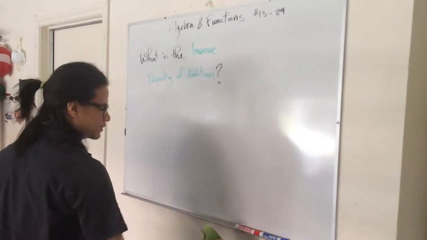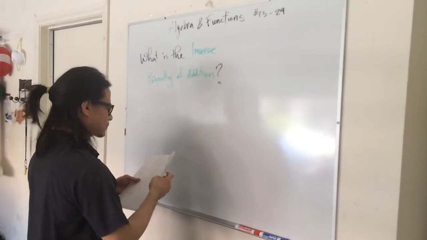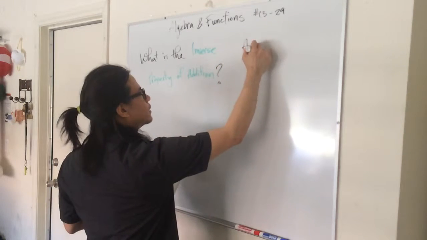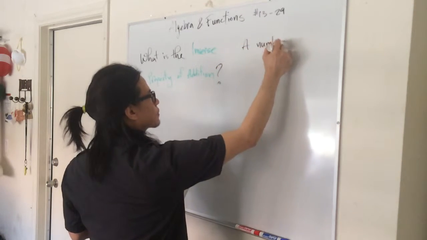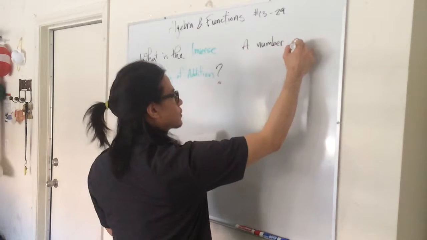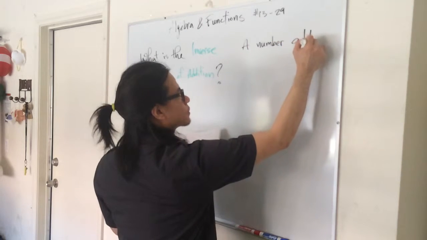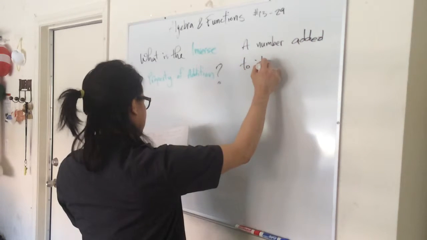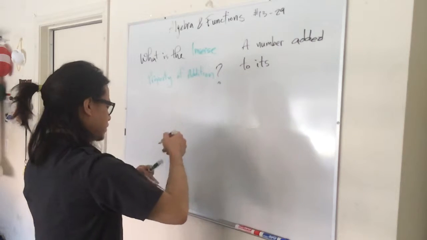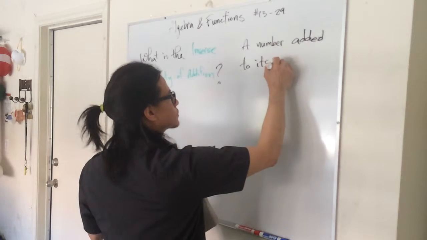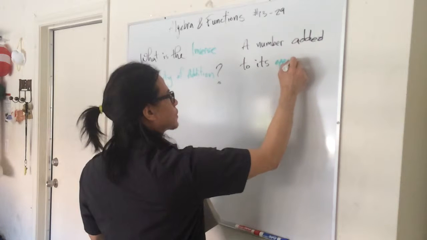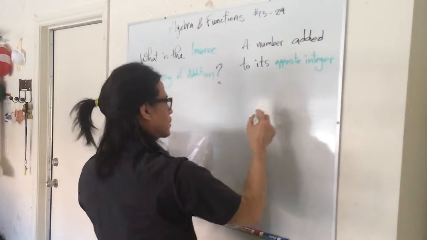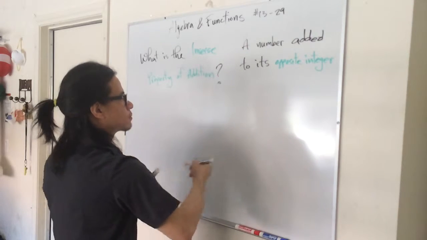Give it all to you here. This property states that a number added to its opposite integer equals 0.